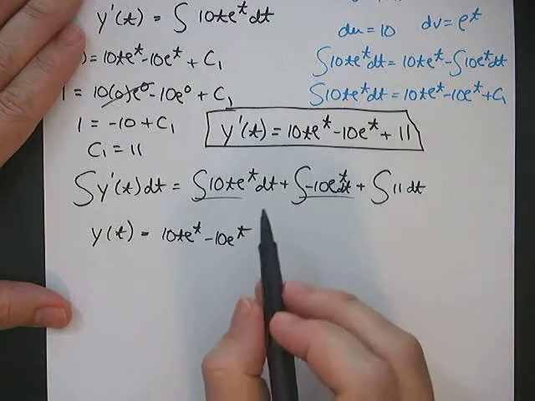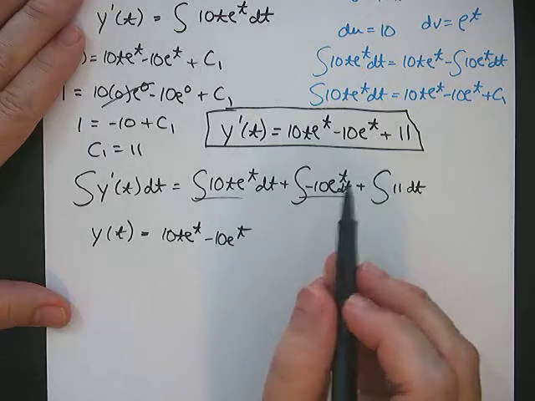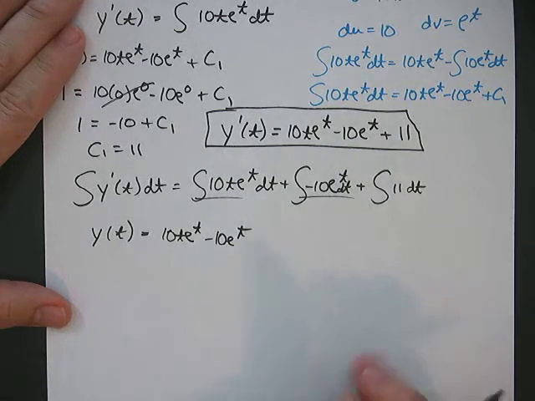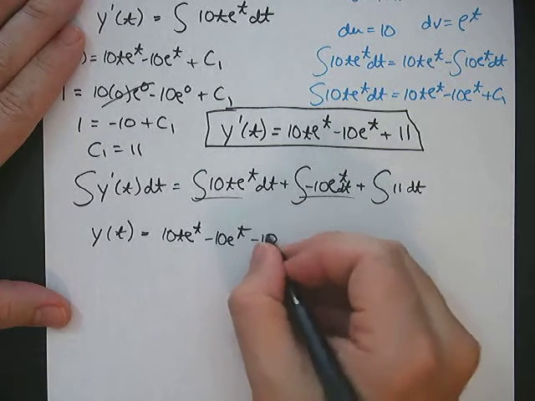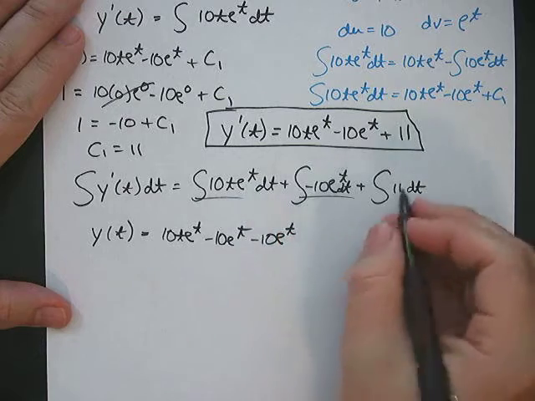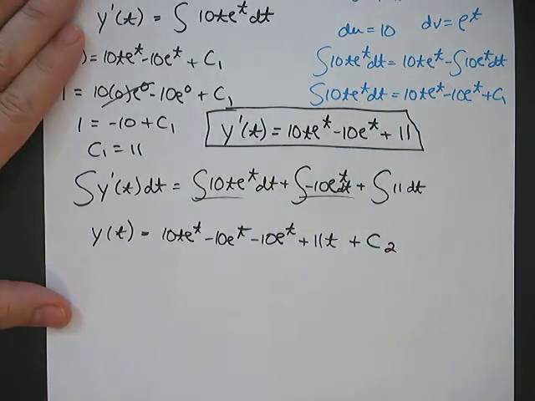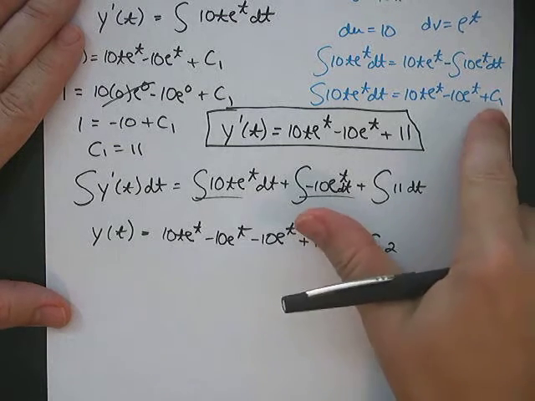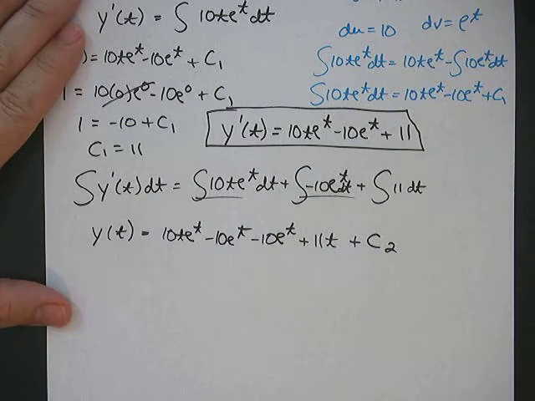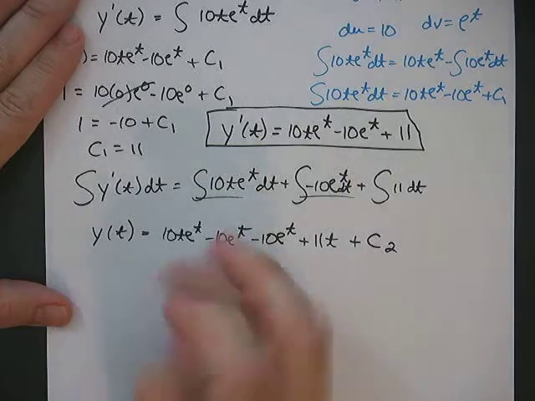Okay, but we also can just look at it and say, okay, well, e to the t is its own antiderivative. Negative 10 is a constant. So it's another negative 10 e to the t. And then 11 is just 11t plus c2. Why did I write c2? Because it's not necessarily the same number as c1. Okay, so we integrate that way.